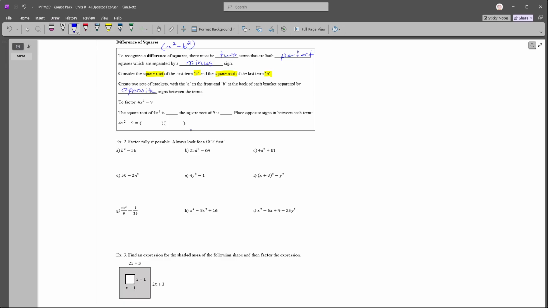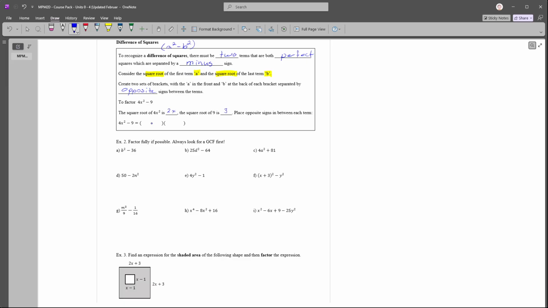So this is probably the easiest one to see. If I have 4x squared minus 9, the square root of 4x squared is 2x, a perfect square. 9, the square root of that is 3, also a perfect square. So that means that I can use the difference of squares strategy. The square root of 4x squared is 2x. The square root of 9 is 3.